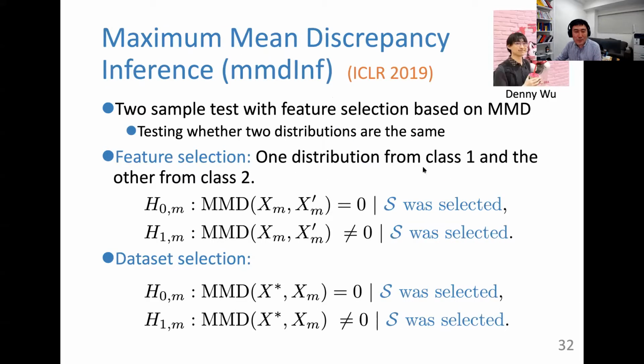Then we did the feature selection. This is done with a past intern, Danny, who is currently a PhD student at Toronto. I just explained the feature selection case, but of course we can do the data set selection case as well. So instead of features, we can select which data is important or not.